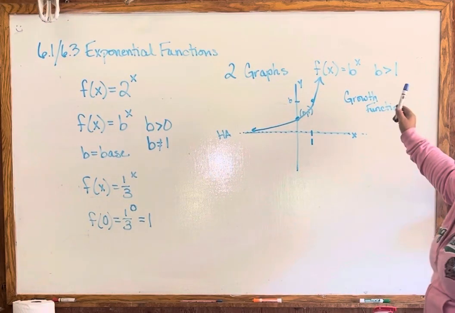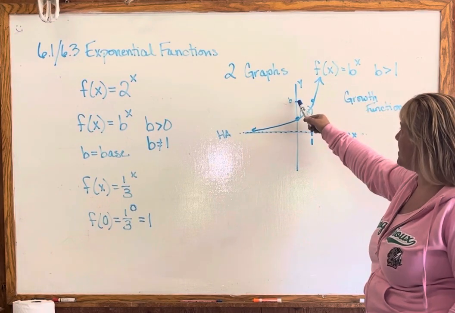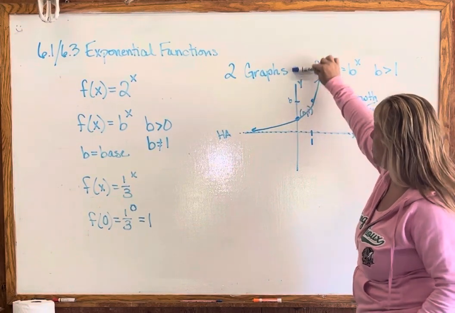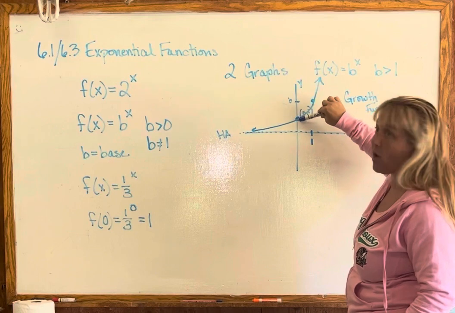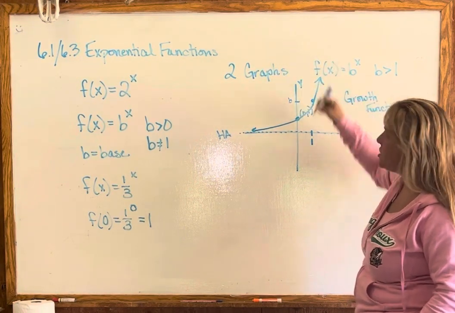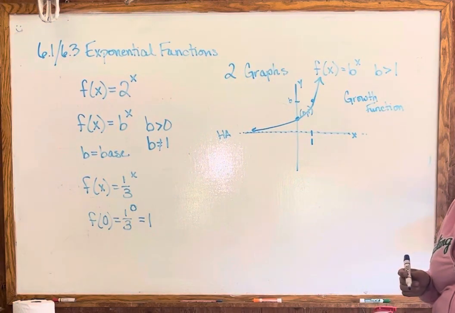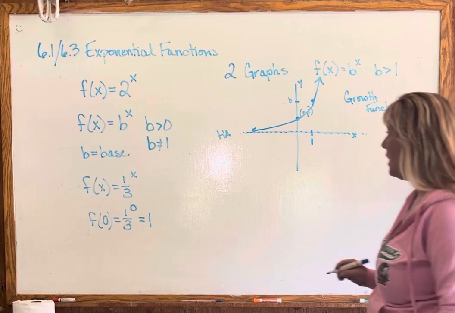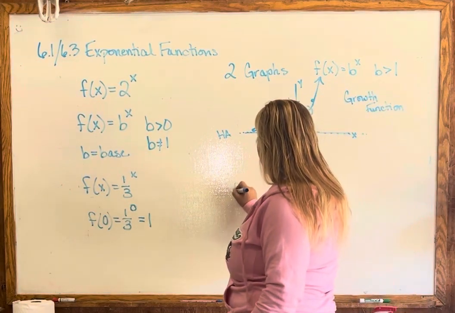Now, as that b changes, this point is going to change. It's going to go up and down here, but it's always above 1. So it could be way up here, it could be way down there. The steepness of the growth is going to change, but otherwise the shape of the graph always looks the same. So then let's look at the other one.